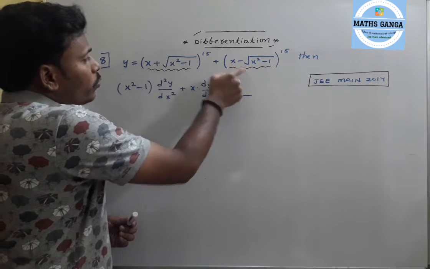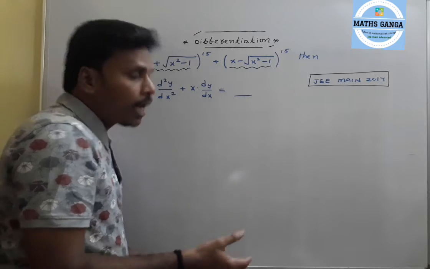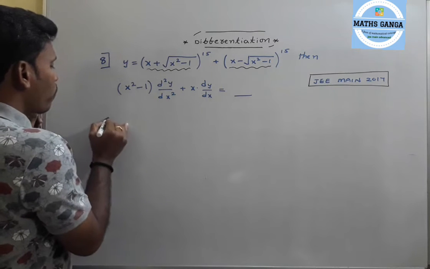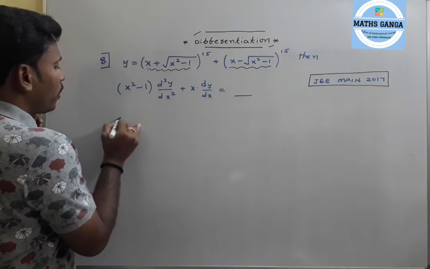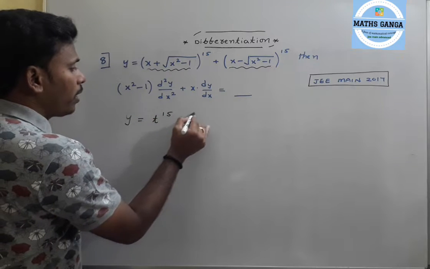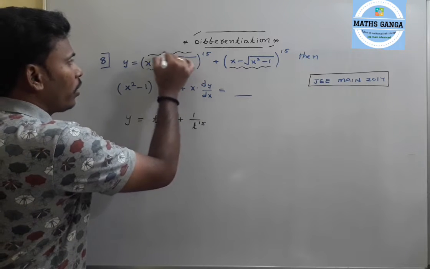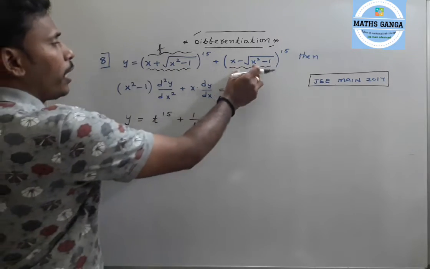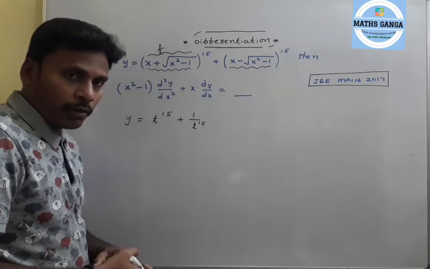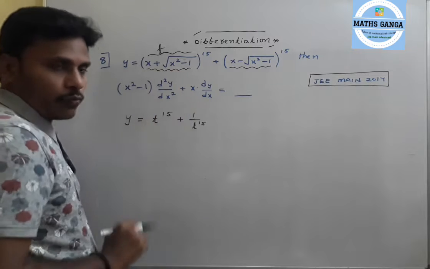Since the product is 1, I am going to take this base as some other variable t, and the other base will become 1 by t. So as given, y is equal to t power 15 plus 1 by t power 15. Keep in mind that this t is x plus root x square minus 1.